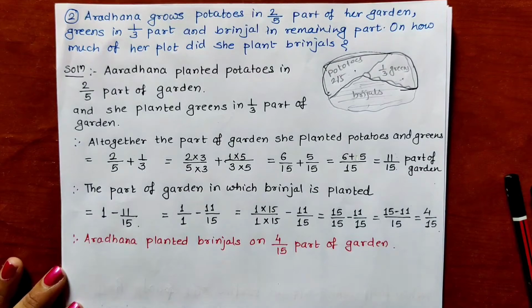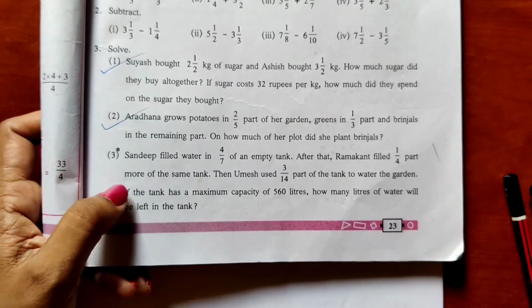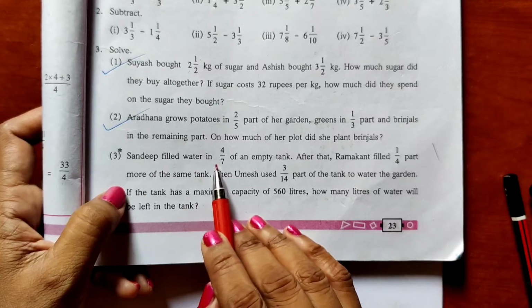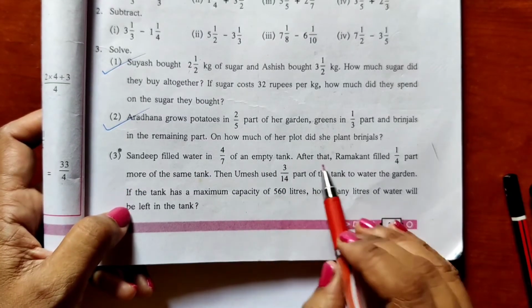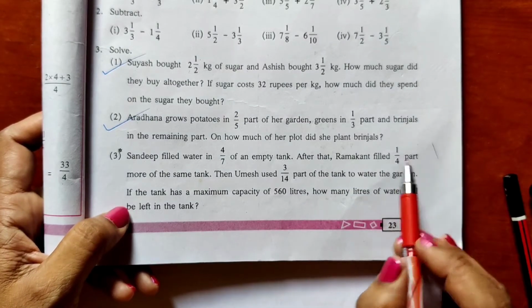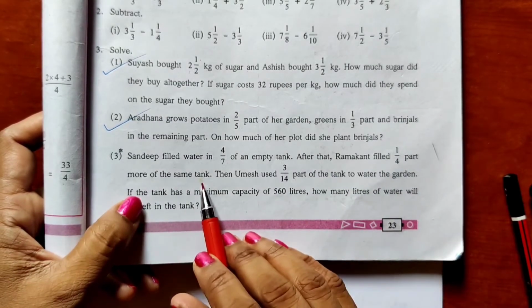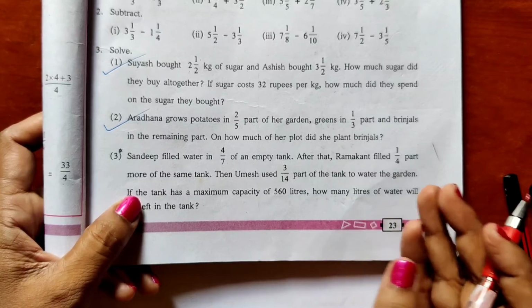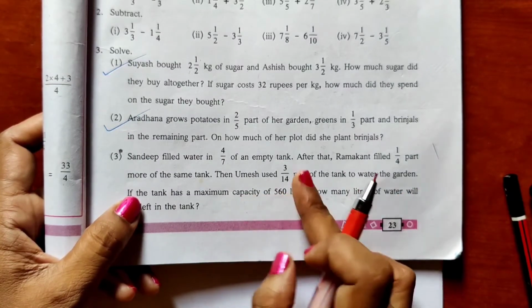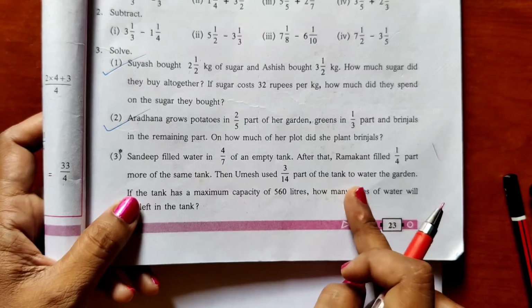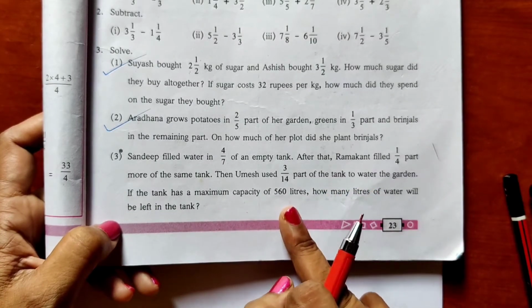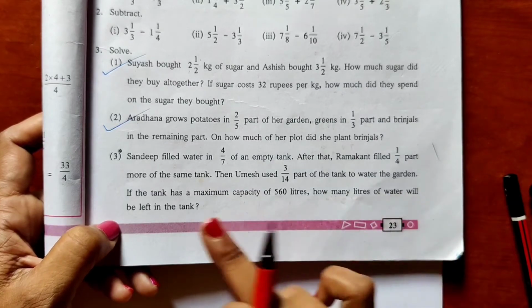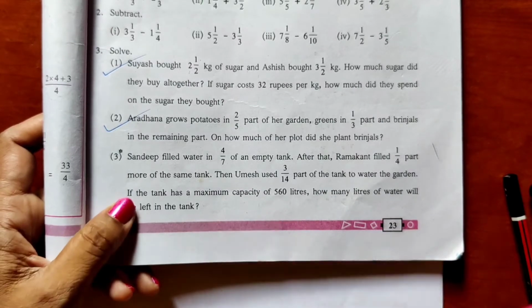Okay, now let us go on to the third question. Question number 3 is, Sandeep filled water in 4/7 of an empty tank. There was an empty tank. After that, Ramakant filled 1/4 part of some more of the same tank. In the same tank, Ramakant filled 1/4 part. Then Umesh used 3/14 part of the tank to water the garden. The maximum capacity of the tank is 560 liters. How many liters of water will be left in the tank? So let us see how to solve the sum.